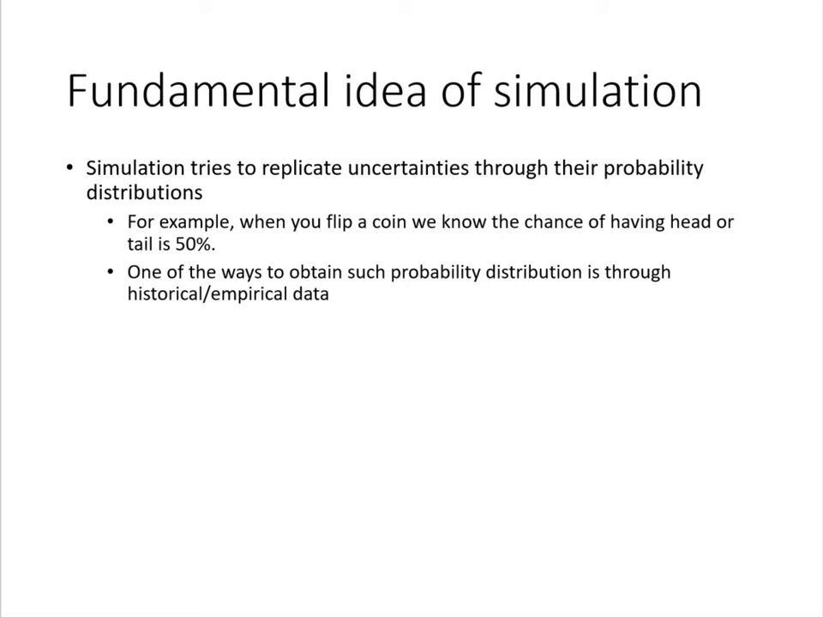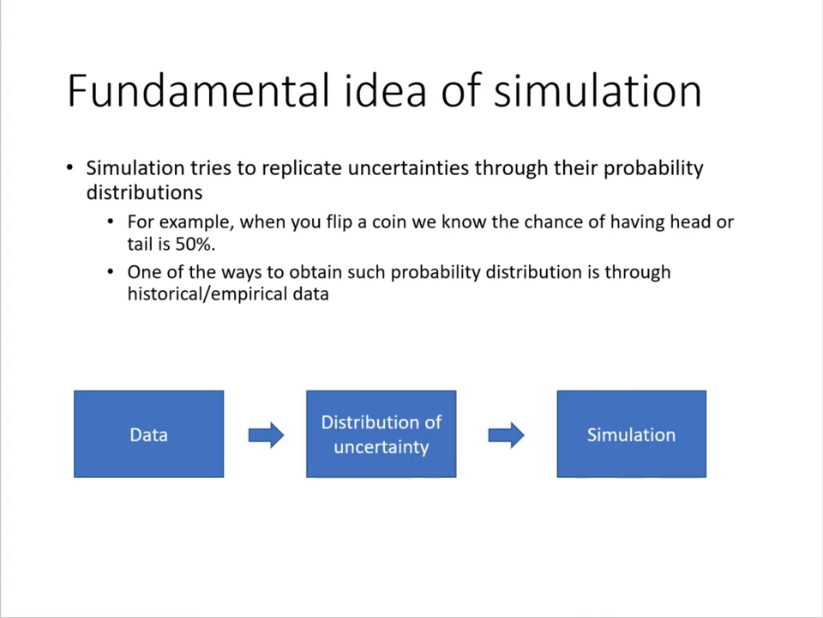The probability for the possible outcomes is called a probability distribution. One of the ways to obtain it is through historical or empirical data. We can describe the process from data to simulation in this roadmap. First, you collect data. You have data. Then you can use the data to find out the probability distribution of an uncertainty. Then you can feed this uncertainty into a simulation model to simulate whatever you try to simulate.